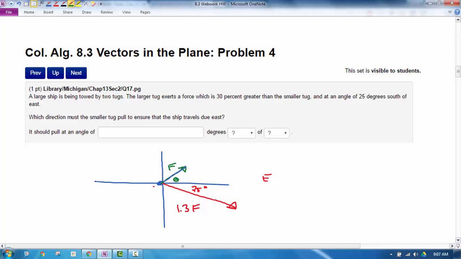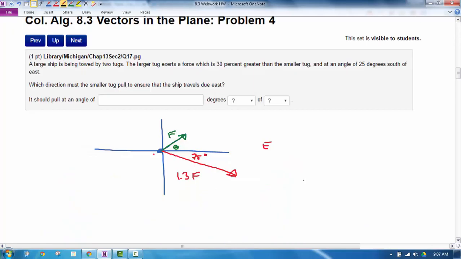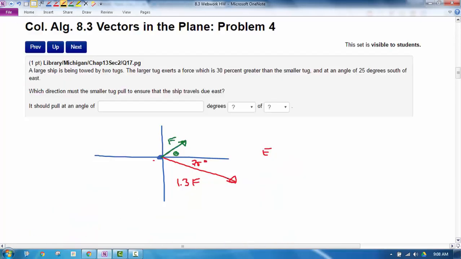Now the question asks, which direction must the smaller tug pull to ensure that the ship travels due east? So the resultant of these two vectors when they're added together is going to have to be this vector here that goes along the x-axis right here. So what that means is that when I add these vectors together, the y components have to cancel, because you can break these vectors down into two components, x and y, and you can break this one down into two components, x and y as well. And this y has to be equal to this y.